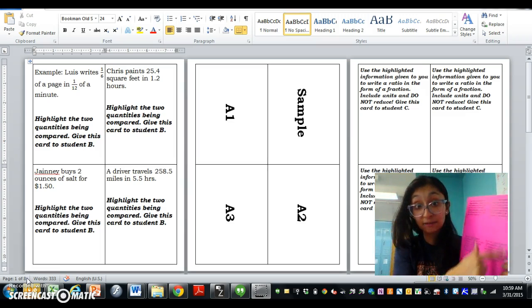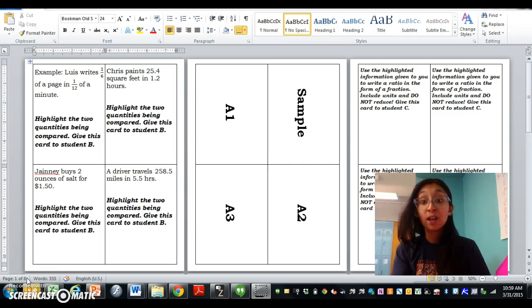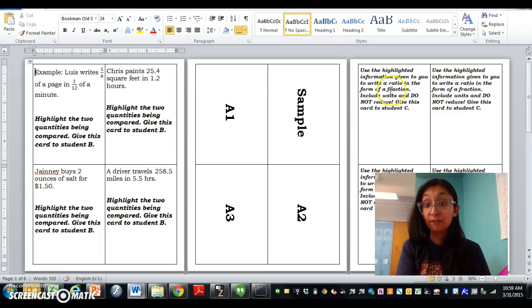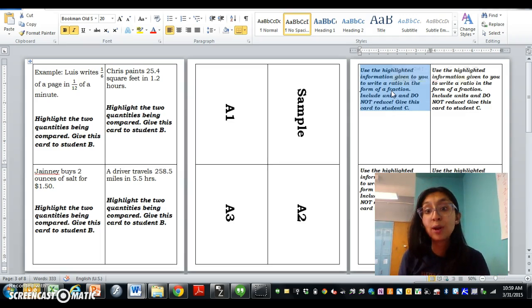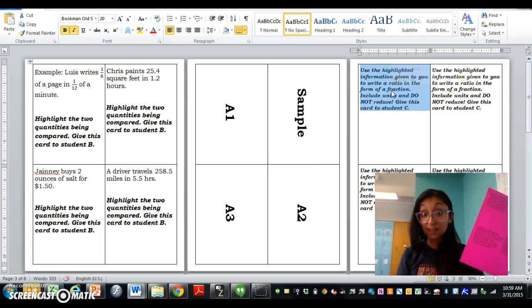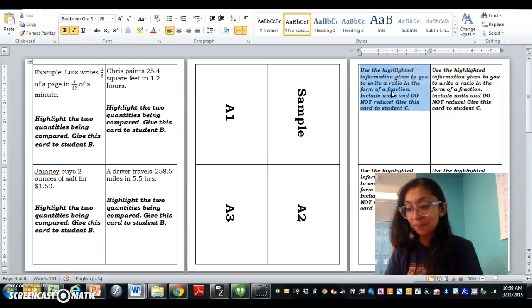All student B's have the same card that indicates: use the highlighted information given to you to write a ratio in the form of a fraction. Make sure to include units and do not reduce. And then these students give their card with their answer down here to student C.